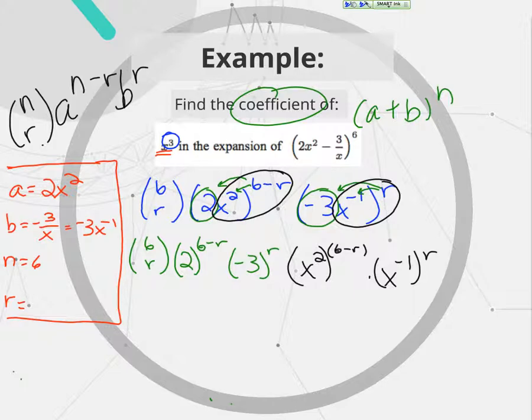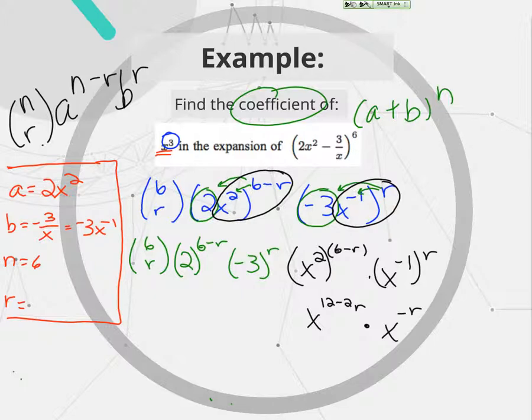So what I can do is use all my skills and combine this so I just have x to a power. I'm going to use those skills that I brought up earlier. So I know I have to distribute this, so that's going to be x to the 12 minus 2r, right, if I distribute that 2. And if I do power to a power, I have to multiply that, so that's going to be x to the negative r. So those are some of the skills that I brought up earlier.